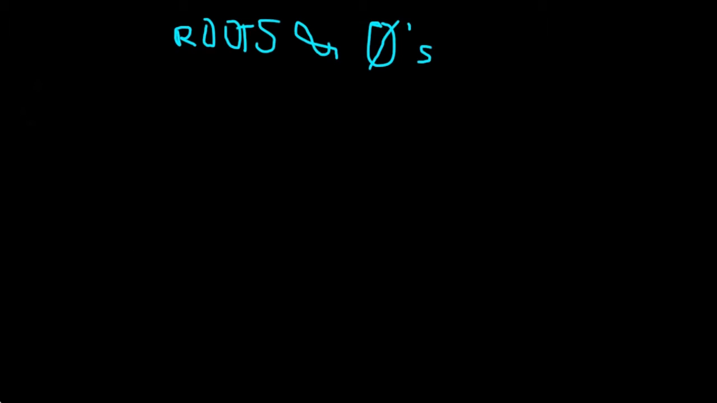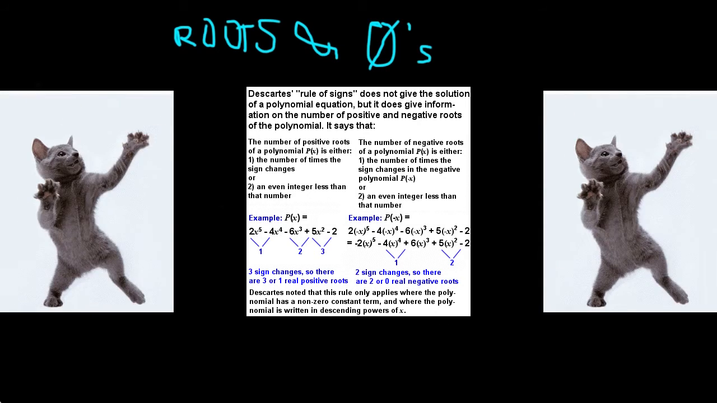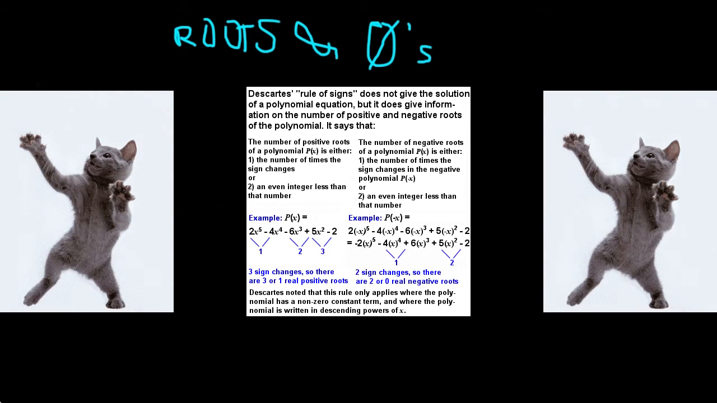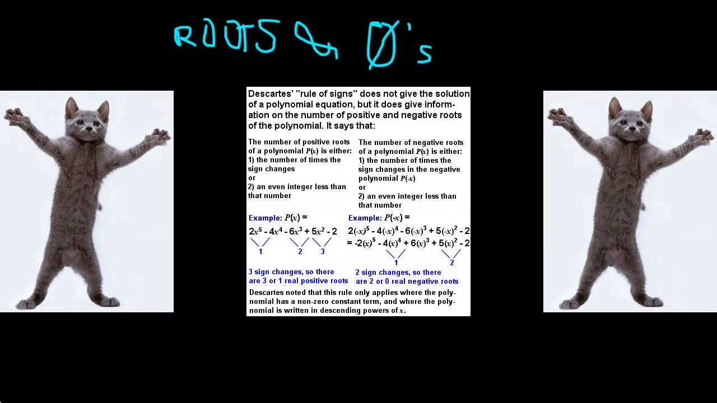So now this is where it gets just great. Descartes' rule of signs. The number of positive real zeros of p of x is the same as the number of changes in sign of the coefficients of the terms, or is less than this by an even number. And the second rule: the number of negative real zeros of p of x is the same as the number of changes in sign of the coefficients of the terms of p of negative x, or is less than this by an even number.